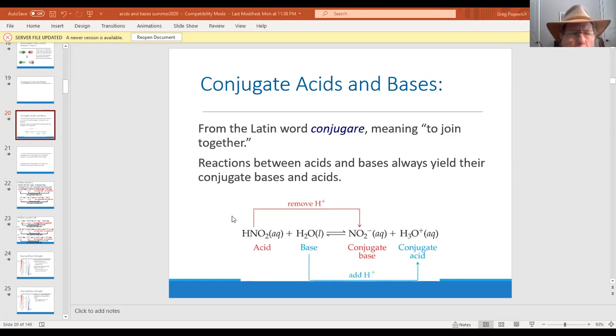The acid is going to donate a proton. Its pairing is going to be the conjugate base, and the conjugate base is going to be the same compound as the acid. It's just going to be missing an H. And it can act as a base and grab a hydrogen from something else. The base is going to be the same as the conjugate acid, only the conjugate acid is going to have an extra proton, and it is going to be a plus.